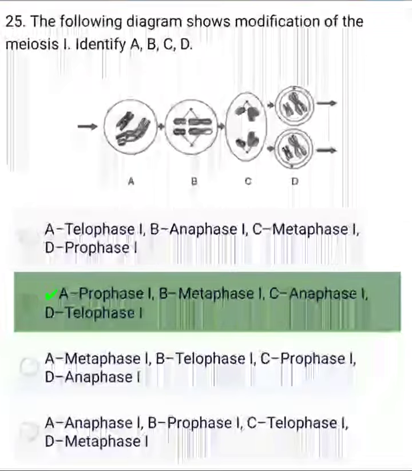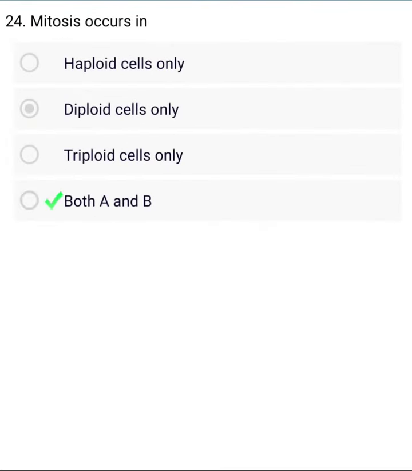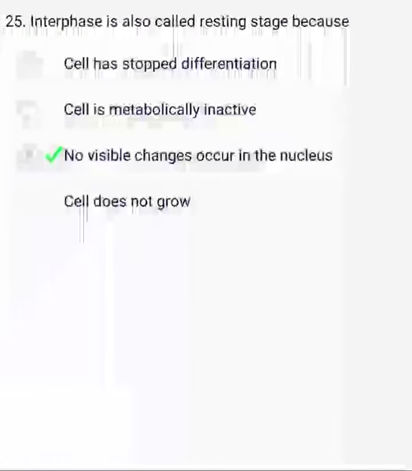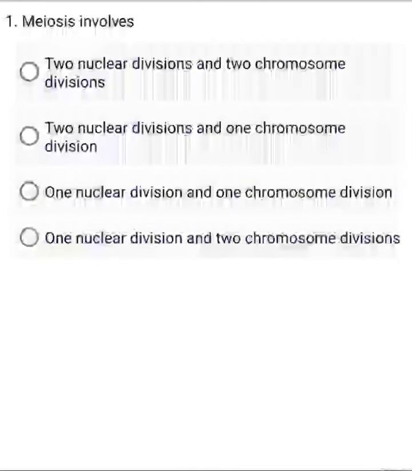The following diagram shows modification of the meiosis I. Which of the following cells do not divide once? Mitosis occurs in A. Haploid interphase is also called resting stage because A. Cell meiosis involves A. 2 nuclear divisions in 2 chromosome divisions.